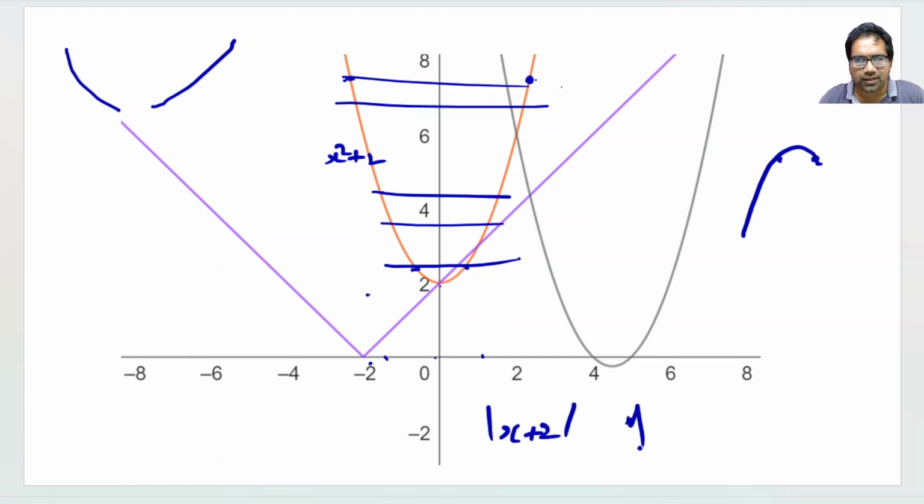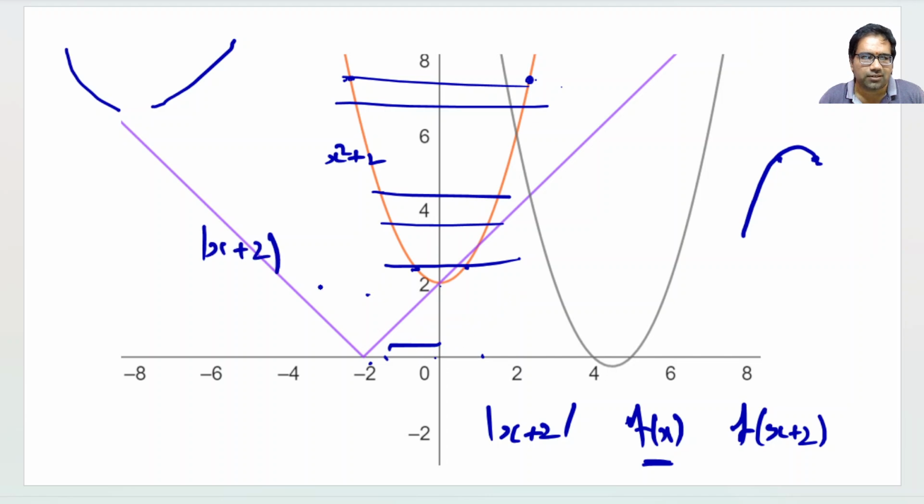That means f of x versus f of x plus 2. f of x plus 2 is f of x shifted 2 units towards left. So this graph, whatever this absolute value of x, this graph is shifted 2 units towards left. So that is this one. Absolute value of x plus 2 is this graph.